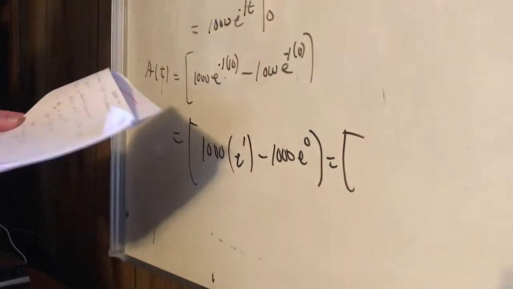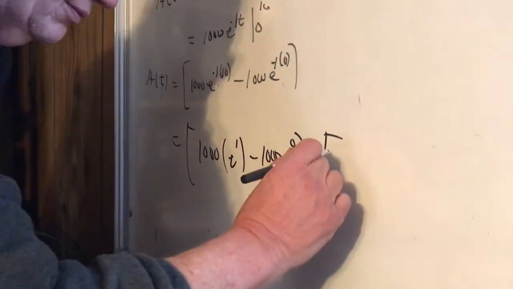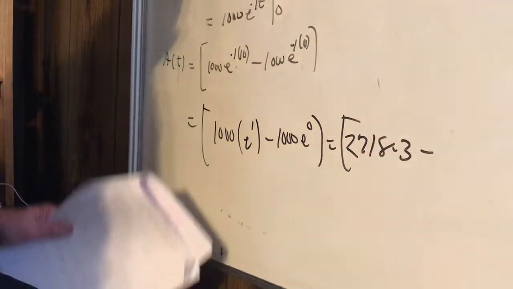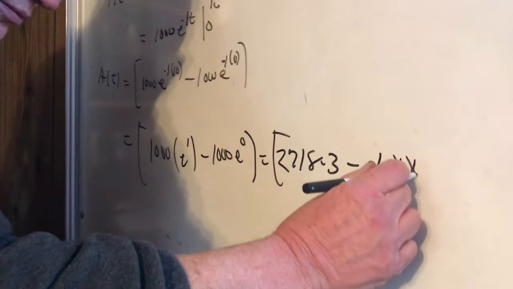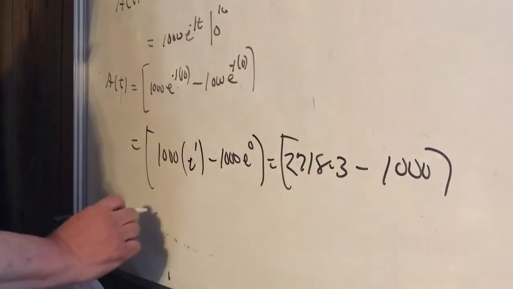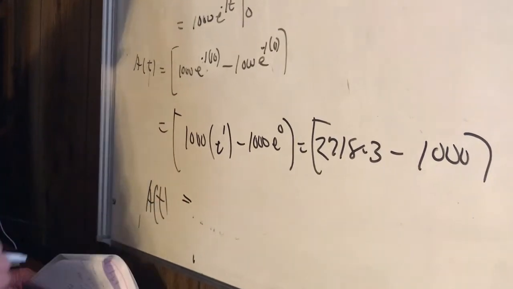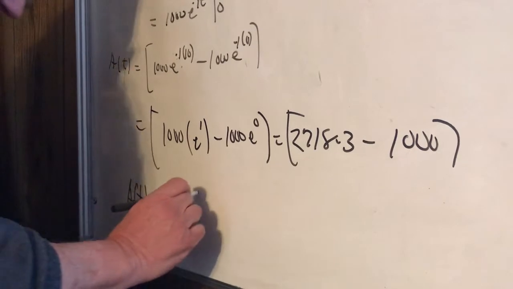And what you get here is 2718.3 minus 1,000. E to the 0 is 1. So the final answer, what you get, A after 10 years, whatever A is, is 1718.3.